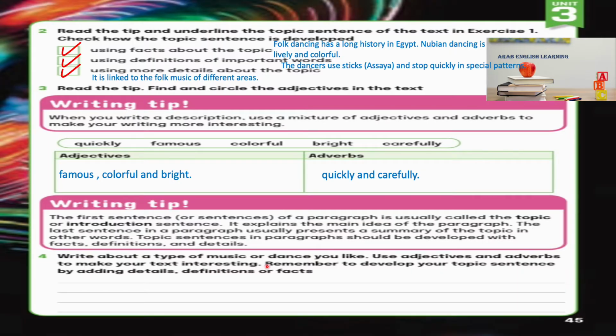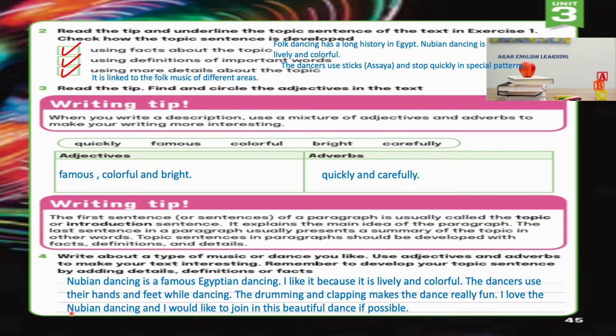Write about a type of music or dance you like. Use adjectives and adverbs to make your text interesting. Remember to develop your topic sentence by adding details, definitions, or facts. You can write like that and say Nubian dancing is a famous Egyptian dancing.